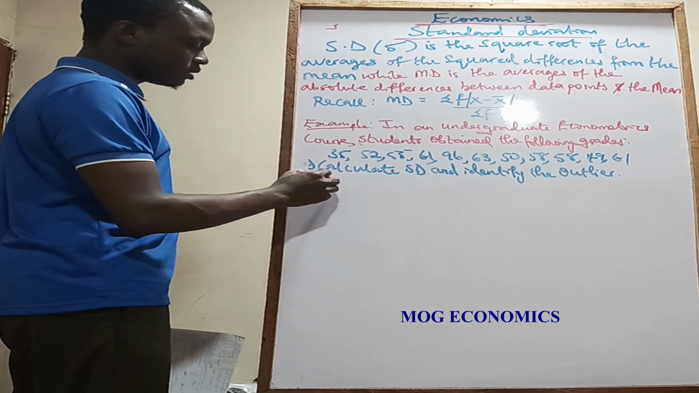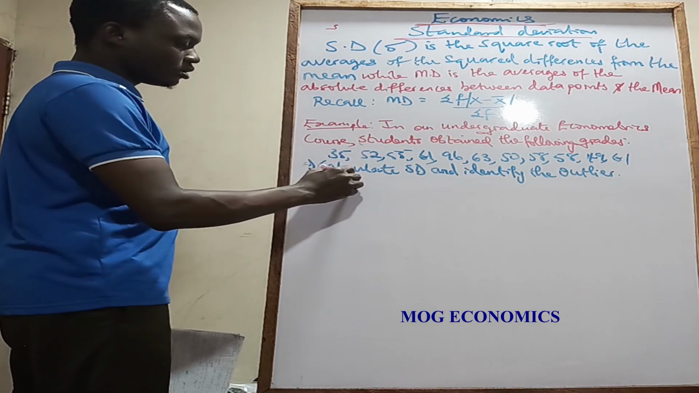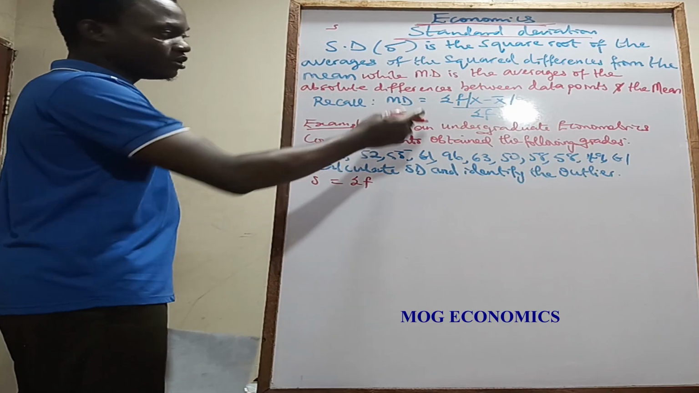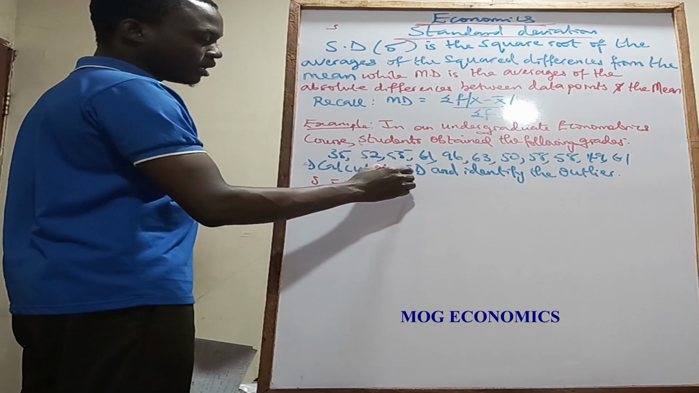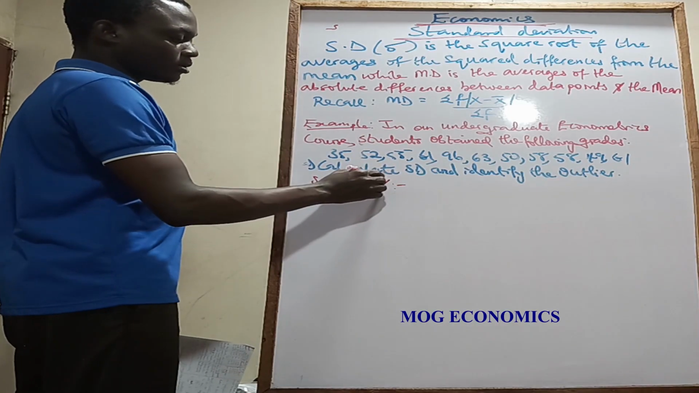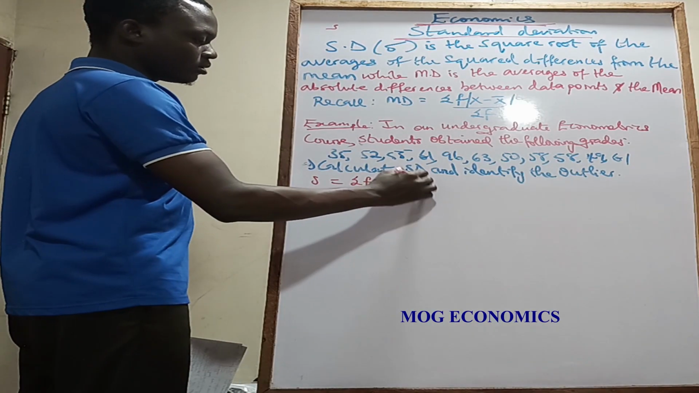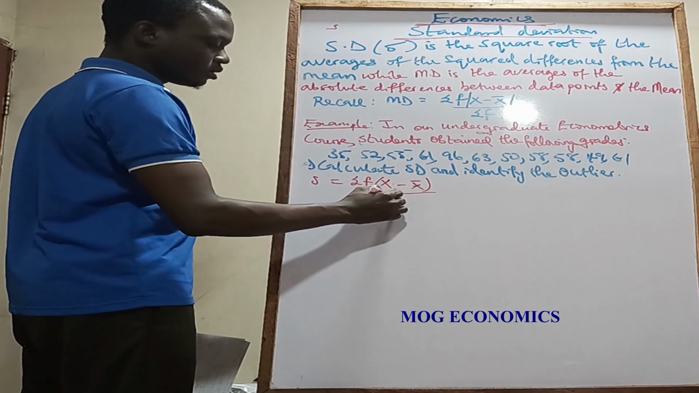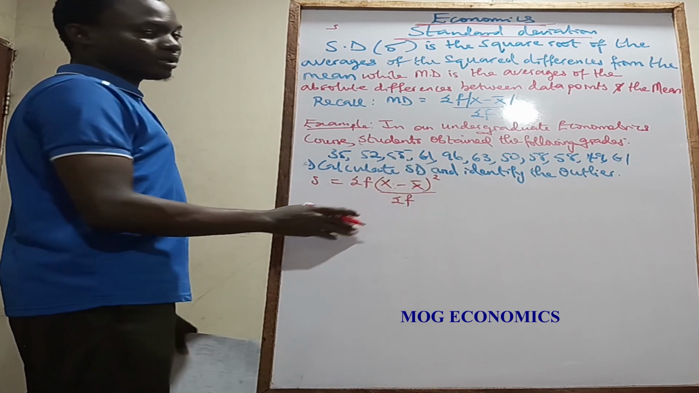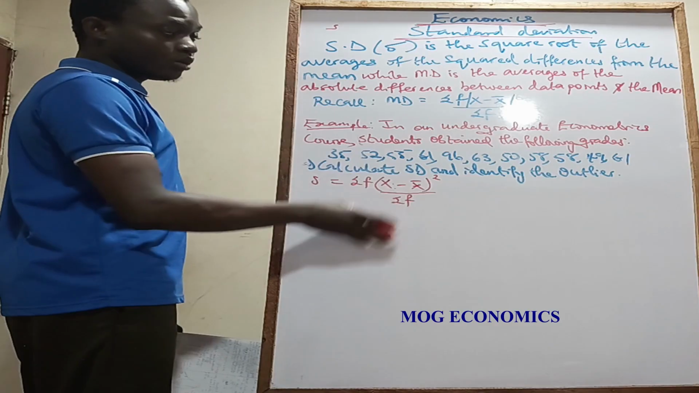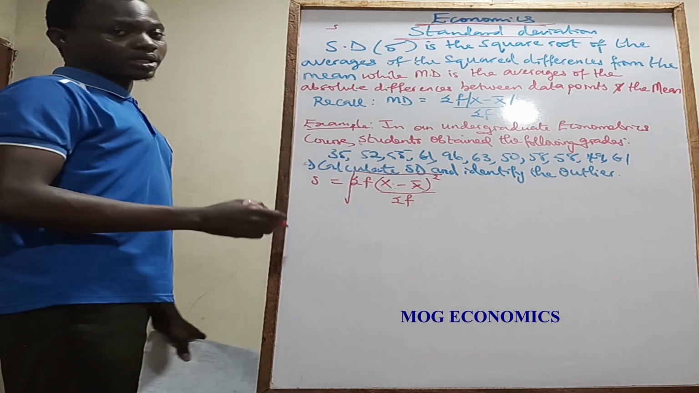Now, the standard deviation formula: s is going to be equal to the square root of the sum of f times x minus bar x, the observation x minus the mean of the entire observation, squared, everything divided by the sum of f. When you square this, what you are getting is your variance, and when you root it, what you get is your standard deviation.